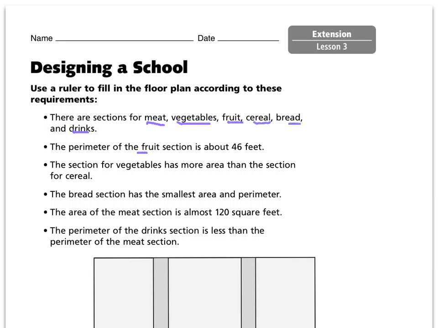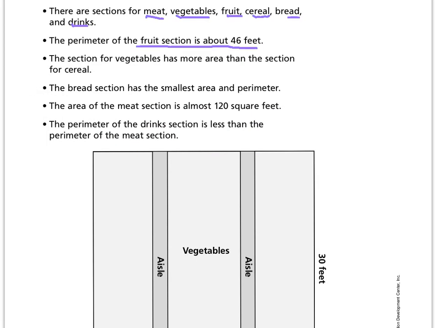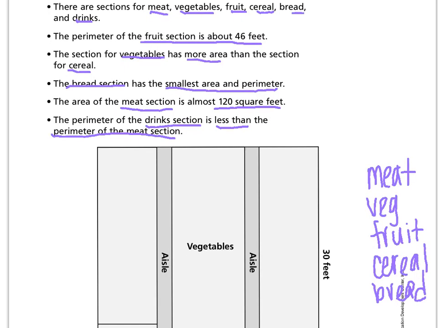The perimeter of the fruit section is about 46 feet. The section for vegetables has more area than the section for cereal. The bread section has the smallest area and perimeter. The area of the meat section is almost 120 square feet. The perimeter of the drinks section is less than the perimeter of the meat section.